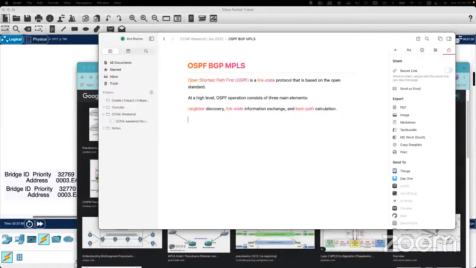And when it comes to OSPF, OSPF uses one algorithm, which is called the SPF algorithm, which is Shortest Path First, or it is also known as the Dijkstra algorithm.